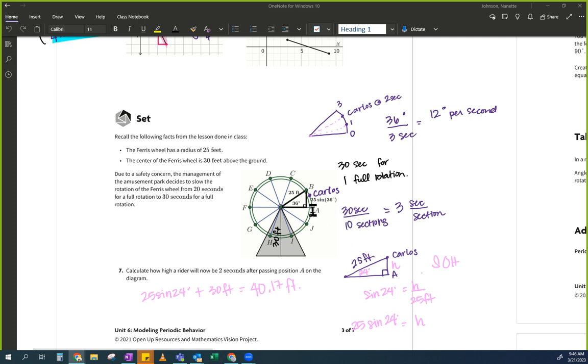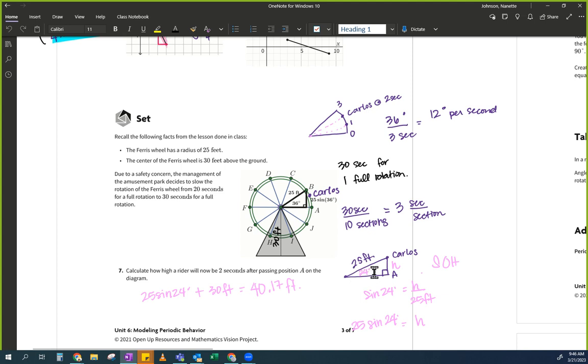So here, why did we divide by 10? Because we knew that there's 30 seconds to go around the whole entire thing, right? So then I wanted to know how many seconds it took to finish one section for Carlos to go from A to B. So that gave me 3.